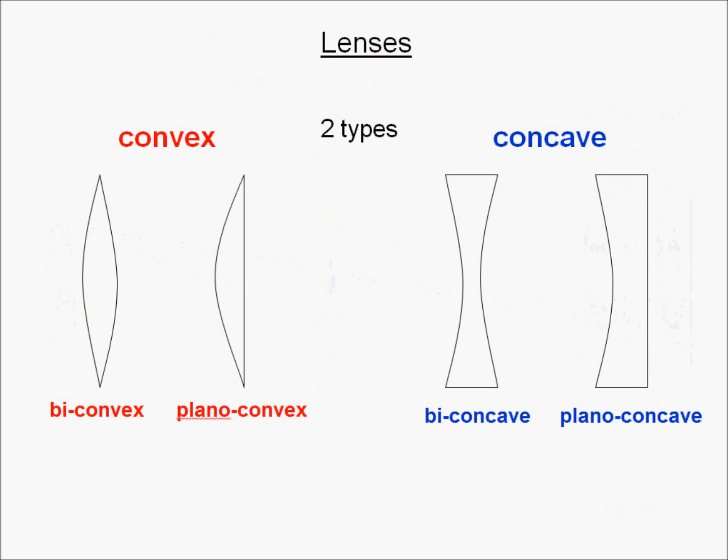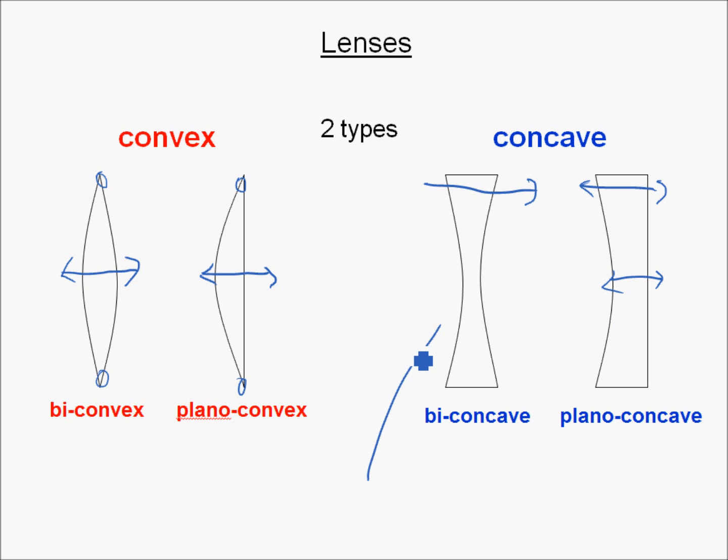Okay, so two types of lenses that we're going to have a look at: convex lenses and concave lenses. These are so called because of their shape. A convex lens is wider in the middle than it is at the two ends, at the top or at the bottom, and a concave lens is wider at the top than it is in the middle. Concave curves inward, convex curves outward.